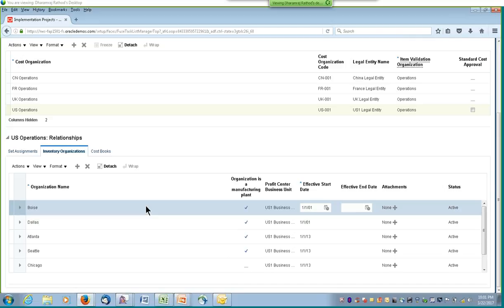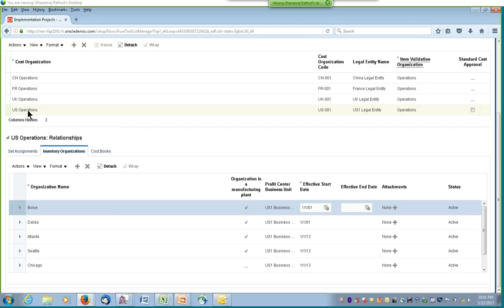So let's say Boise is the contract manufacturing organization. You go complete your work order. So there are inventory transactions, there are resource charges, and so on. All this would come into cost applications, and then it will sit in an interface table, and it will wait till the time you run the cost processor. And when you run the cost processor, you will run it in context of cost organization and the cost book.